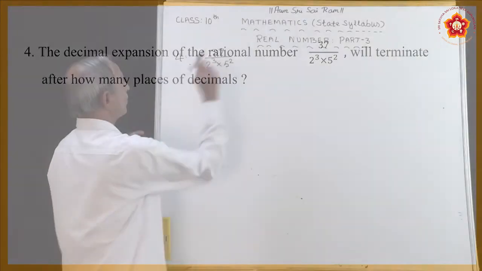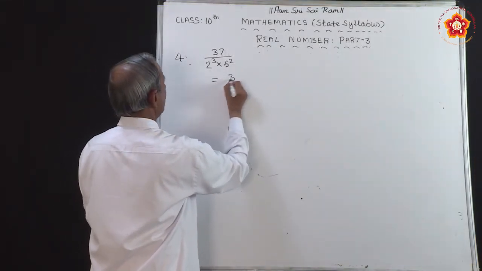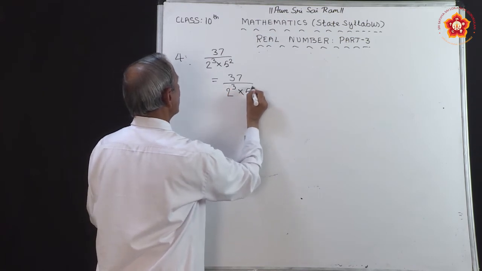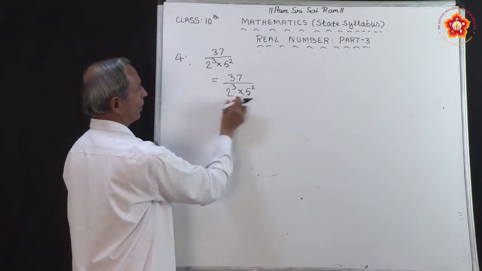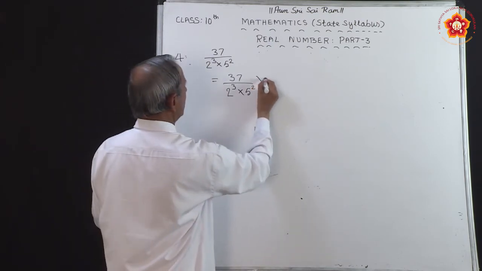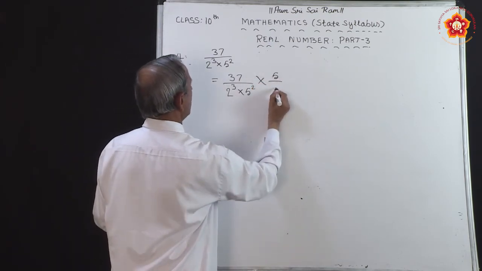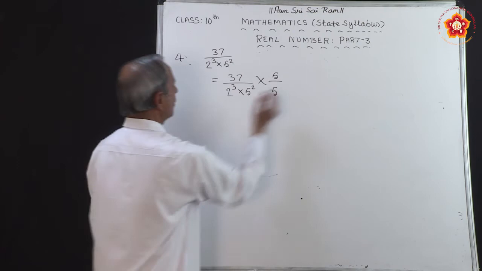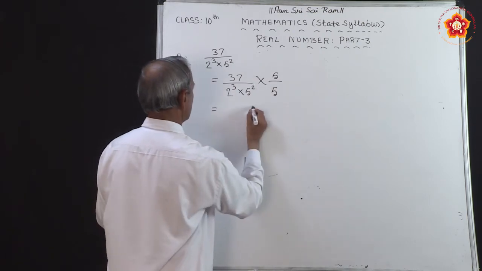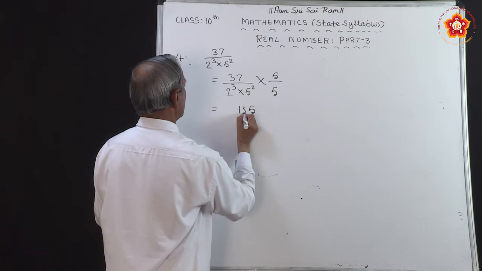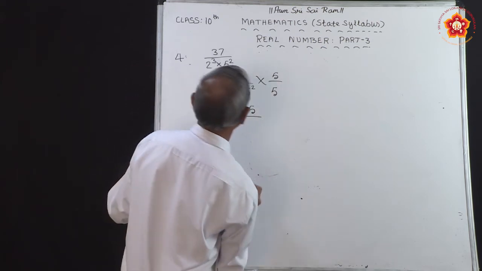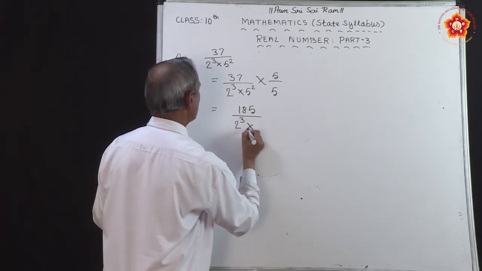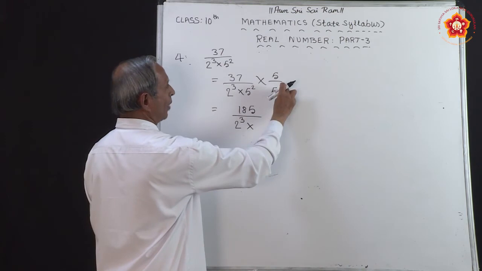Now this problem can be written as 37 upon 2 three times into 5 two times. Therefore, in order to make both powers equal to 3, I multiply and divide by 5. The value does not change if you multiply both the numerator and the denominator by the same number. Therefore, multiplying, in the numerator 5 times 37 gives 185. Here you will get 2 cube into 5 to the power of 2, and one more 5 is here.